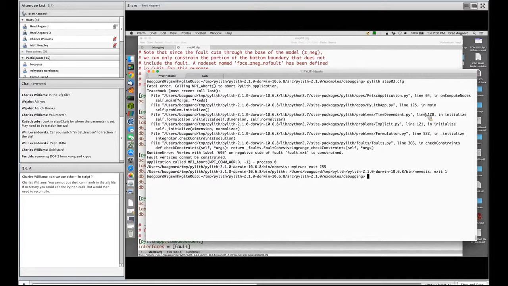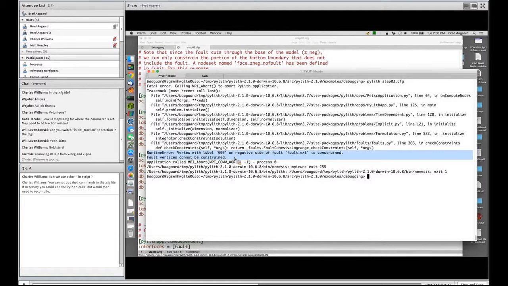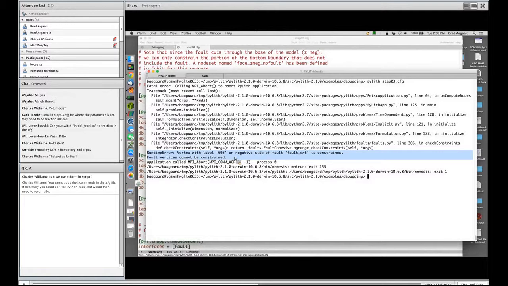Okay, fault with label 605 on negative side of fault. So this is very similar to what I had before, where I have constrained a fault vertex. And I will let you know that I, in this case, want a through-going fault. So if I want the through-going fault, and I have constrained a vertex on the boundary, what should we do?